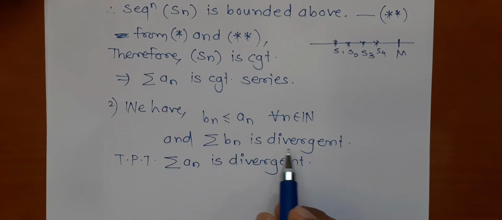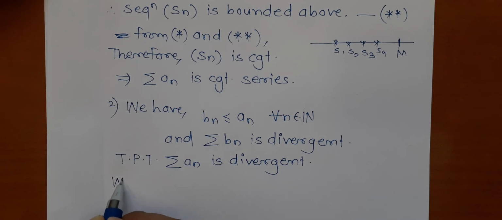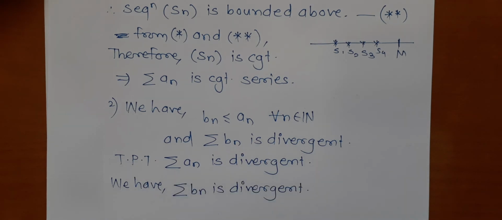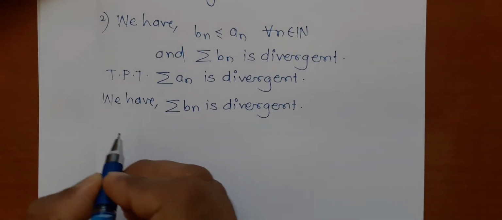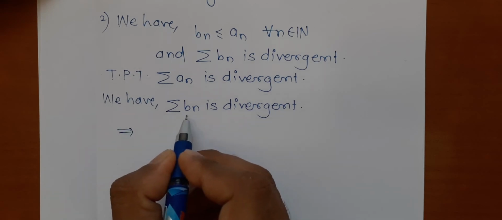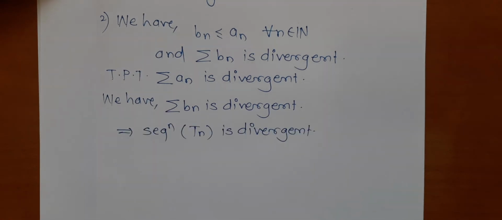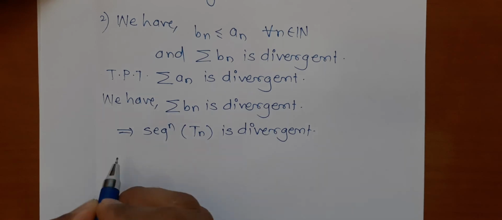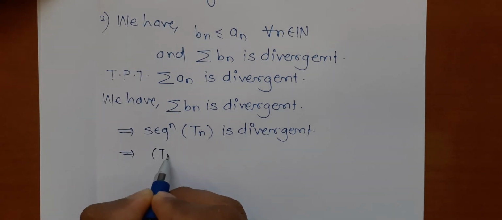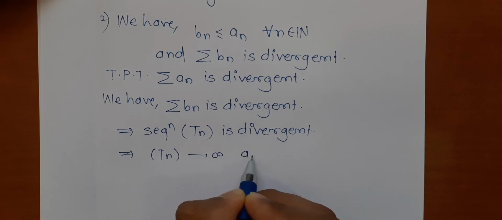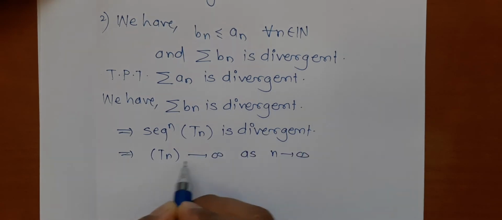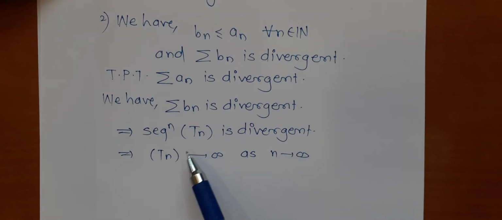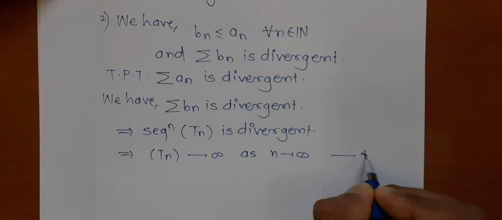I will first focus on summation bn being divergent. As the series is divergent, the corresponding sequence of partial sums is also divergent. What is the sequence of partial sums? Not Sn, Tn. The sequence of partial sums Tn is divergent, so Tn tends to infinity as n tends to infinity. Divergent means it is moving towards either infinity or minus infinity, but all terms are positive, so it will move to infinity. I am calling it triple star.